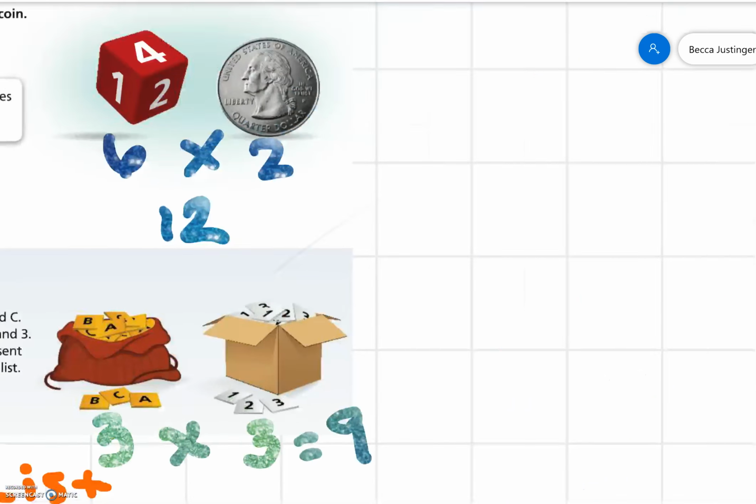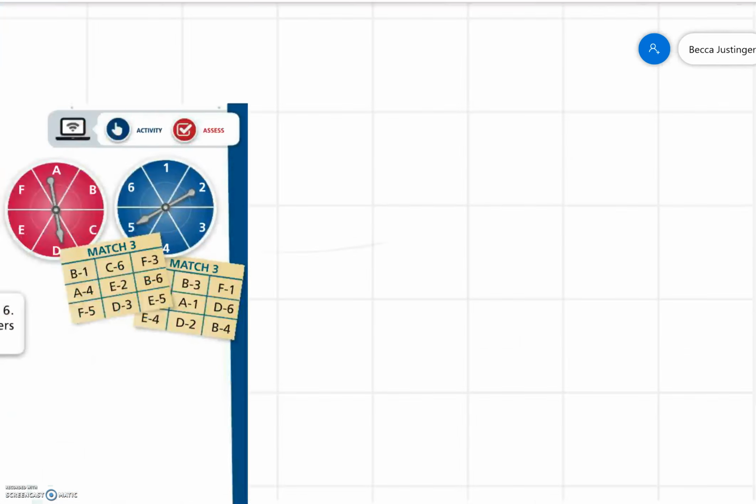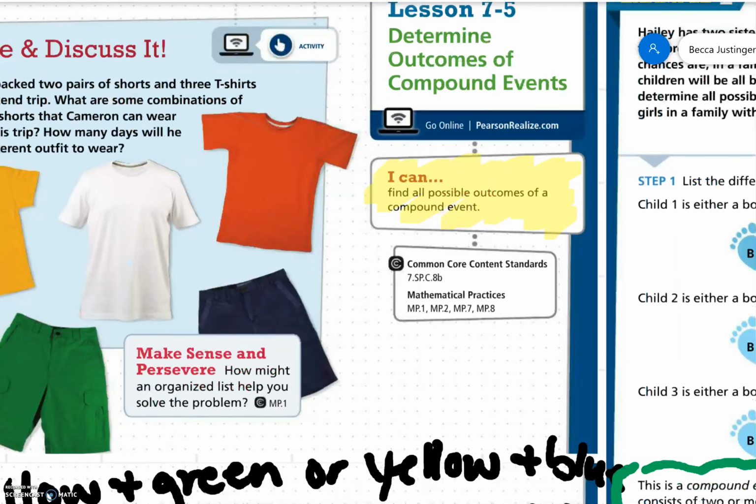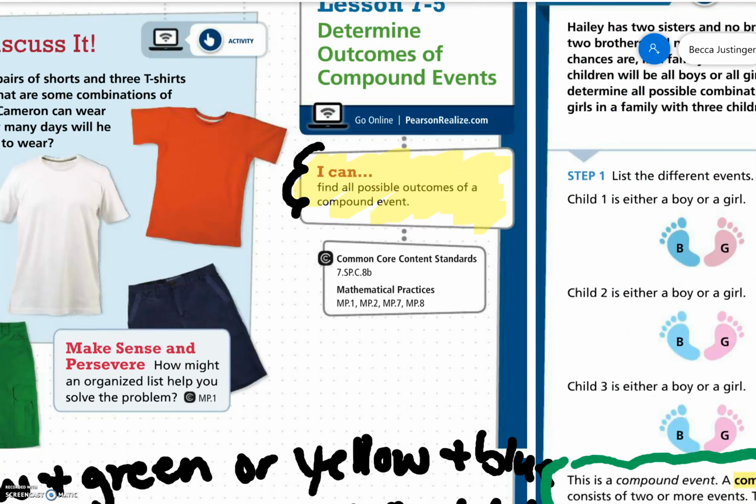Key concept, I didn't put in. So let's say it. I can find all possible outcomes of a compound event.